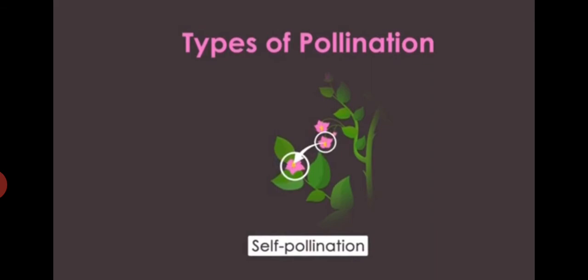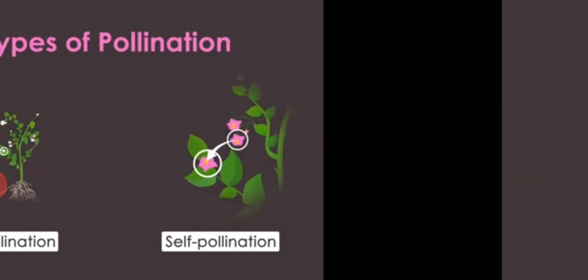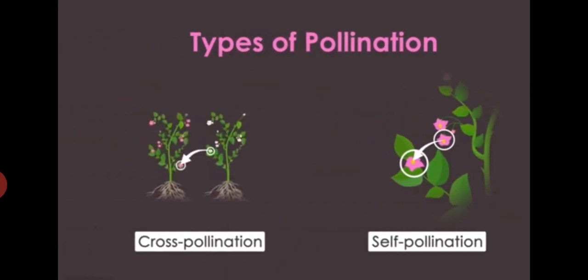And what is cross-pollination? The transfer of pollen grains from the anther of a flower of one plant to the stigma of a flower of another plant of the same kind is called cross-pollination. So, self-pollination occurs on the same plant and cross-pollination occurs between two different plants.